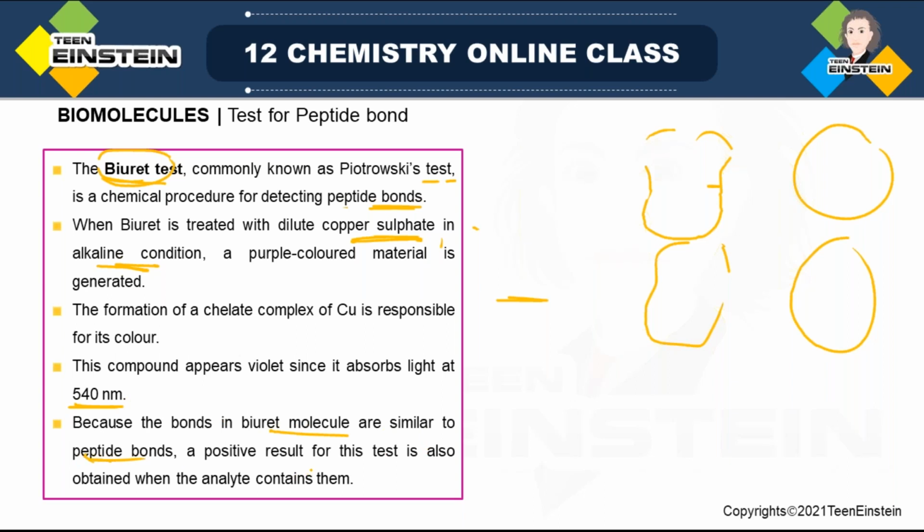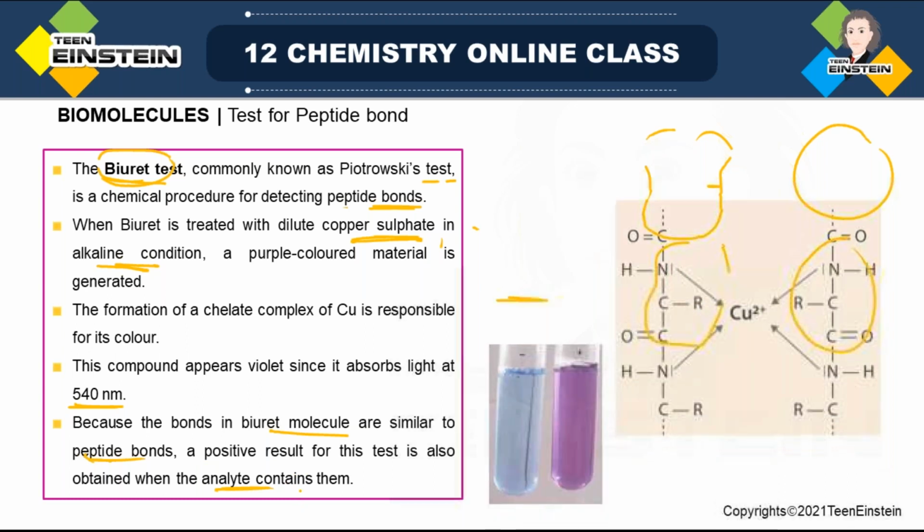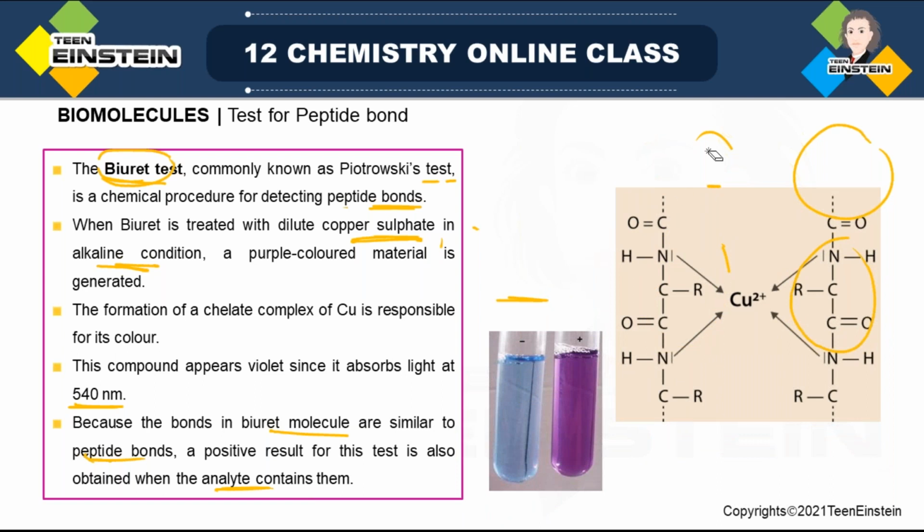So that is why a positive result for this test is obtained when the analyte, that is the sample, contains any peptide. This is the complex when there is a peptide. See, copper is present as usual. Here we have this peptide bond and the chain continues, because we have just taken a particular portion of a very long peptide. So it may be penta or hexa like this.